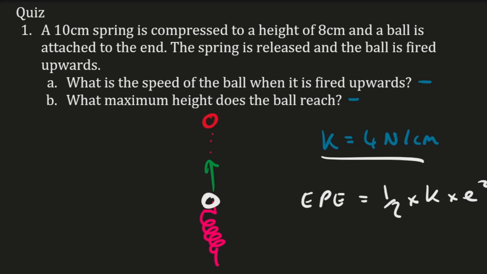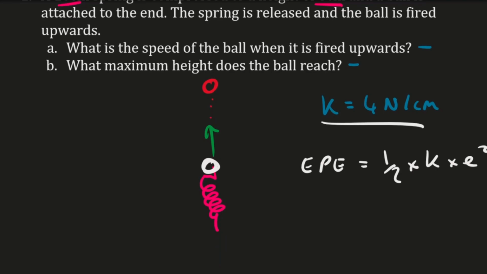Now to work out our extension, we know that the original unstretched length of the spring was 10 centimeters. We compressed it to a height of 8 centimeters, and that means our extension is 2 centimeters, or if you like, you can say it's minus 2 centimeters because you compressed it. Because we're squaring it anyway, it doesn't really matter what you put.